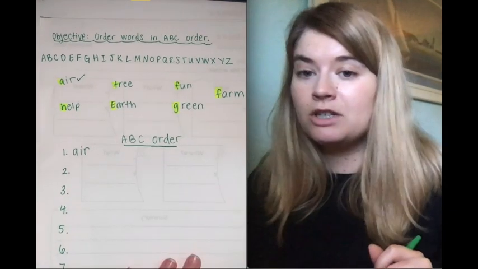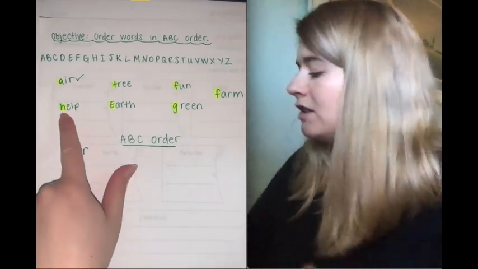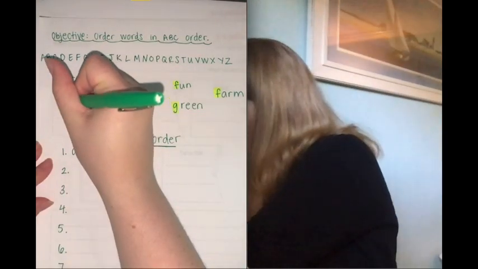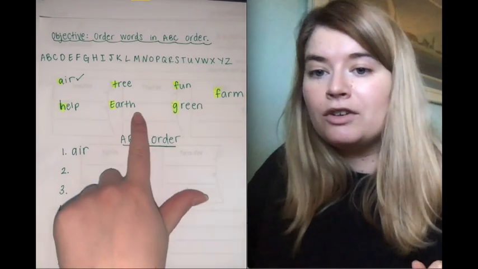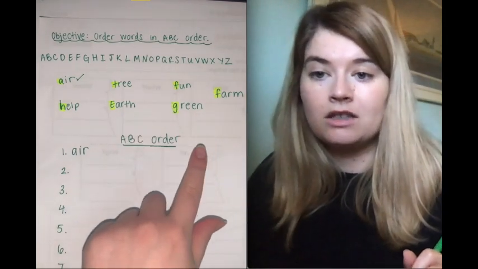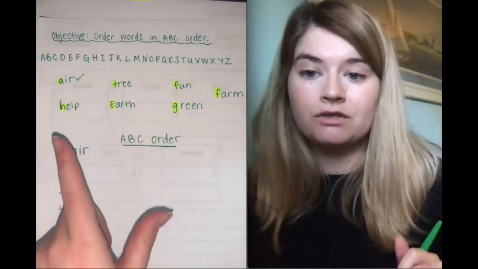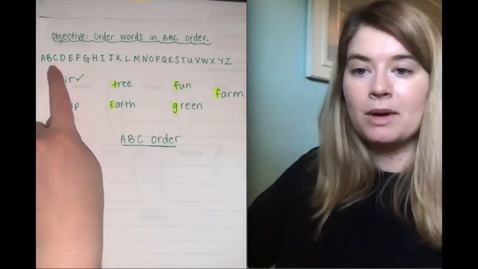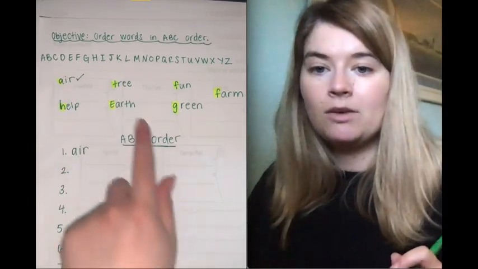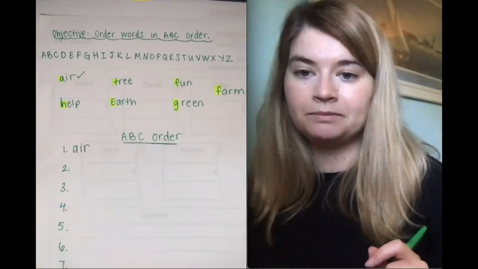If I really wanted to be sure, I could double check and go, okay, that's an H. Sorry, that's some messy handwriting. That's an H. And then we have no other A's in here, right? So I know that air is the first word. Okay, air is good to go. Next, I'm going to look at my alphabet and say B. Do I have any words in here that start with a B?